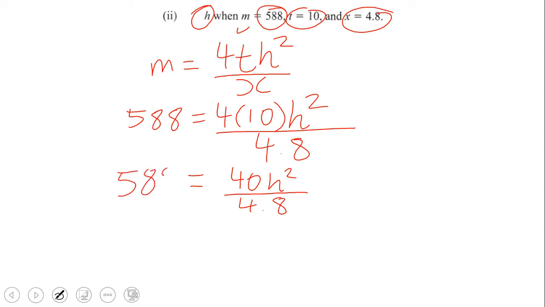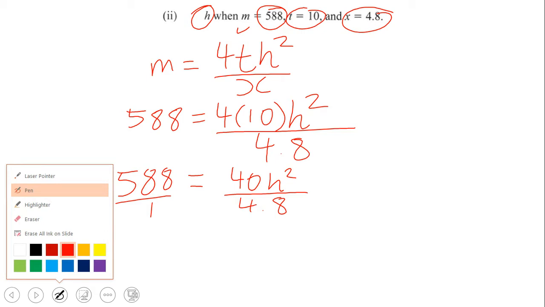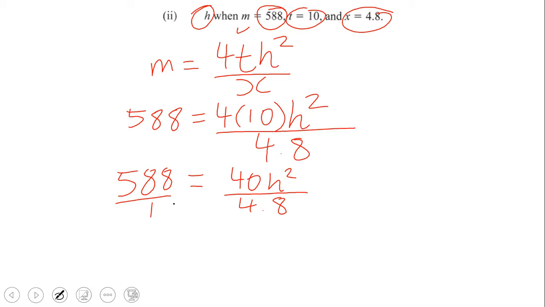And that's going to be equal to 588. Now here what we're going to do is we are actually going to cross multiply. The reason why we want to cross multiply is because we want to basically get rid of our denominator. Okay, so we want to have everything on a straight line equation. We don't want to have the denominator, so we're going to multiply 4.8 by 588.